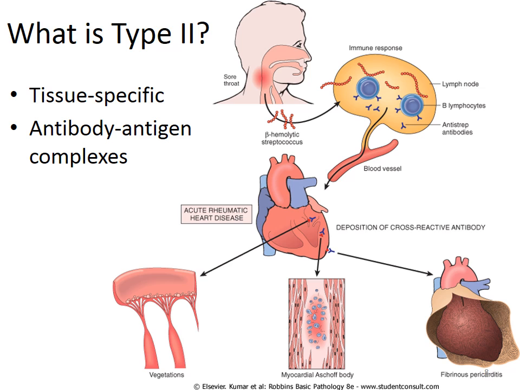And if that location happens to be in the pericardial tissue, then you result in what we call a fibrinous pericarditis. If it's in the cardiac myocardium itself, it results in a condition known as an Aschoff body that we'll talk about in a second. Or it could show up in some of the vegetations inside of the heart itself. And this would be an example of what we call acute rheumatic heart disease post-streptococcal infection.